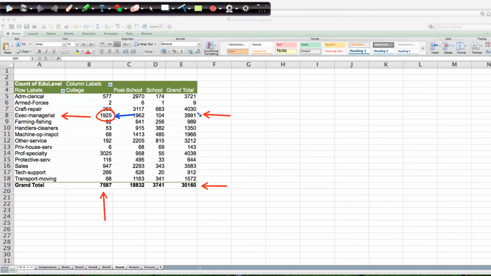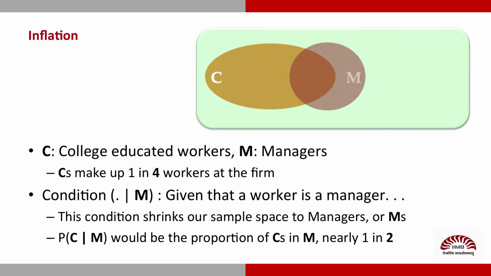48.2%. If we had perfect information, we would simply look up the manager's row and revise the prior P of C, which was 25%, with the posterior P of C given M as 1925 over 3991. This would give us 48.2%. Whenever we impose a condition, our sample space shrinks in size. Just look at the Venn diagram, which is nearly drawn to scale. If we want to calculate P of C given M, the overlap M intersection C should be contrasted against the smaller region carved out by M. The figure explains why a prior probability of 25% went on to become 48% or nearly double.